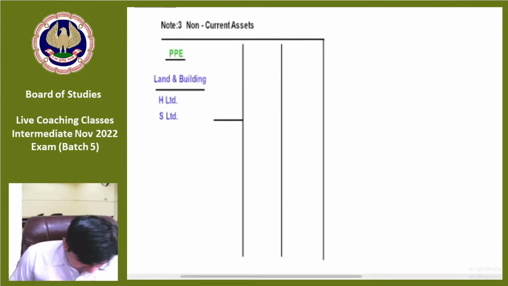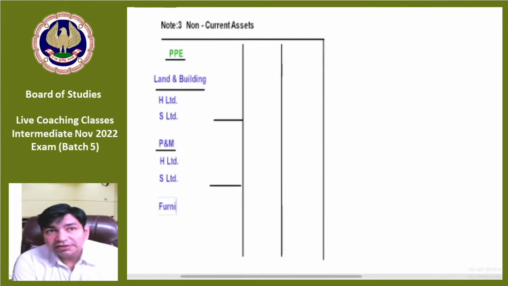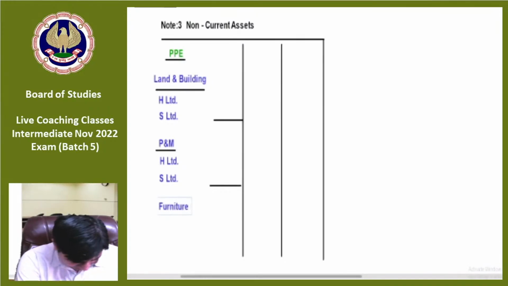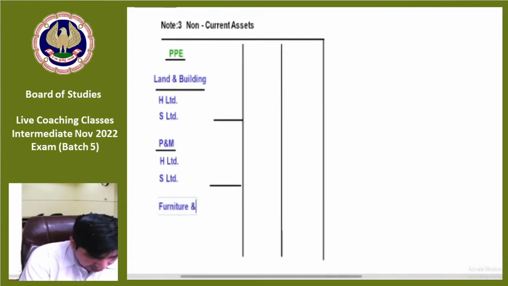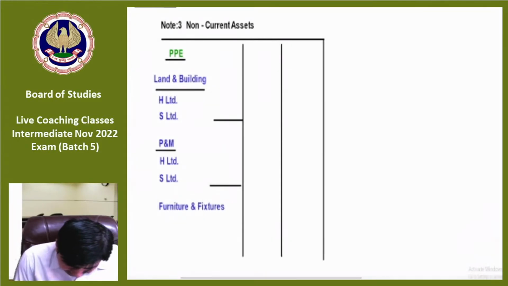In the same way, we are having here plant and machinery. H Limited is here, and beta, S Limited is also here. Next one is furniture. Yes, one of the students has already completed the format. Furniture. Beta, please read the question and make a graph. Furniture and fixtures. Those who have already completed reading the question, please prepare a graph.